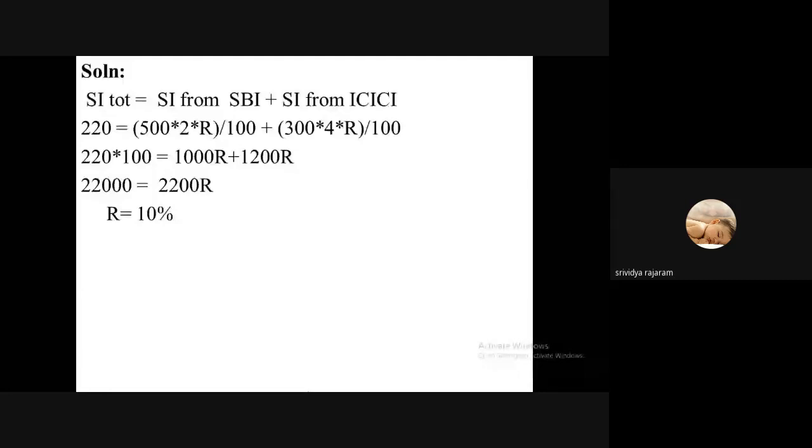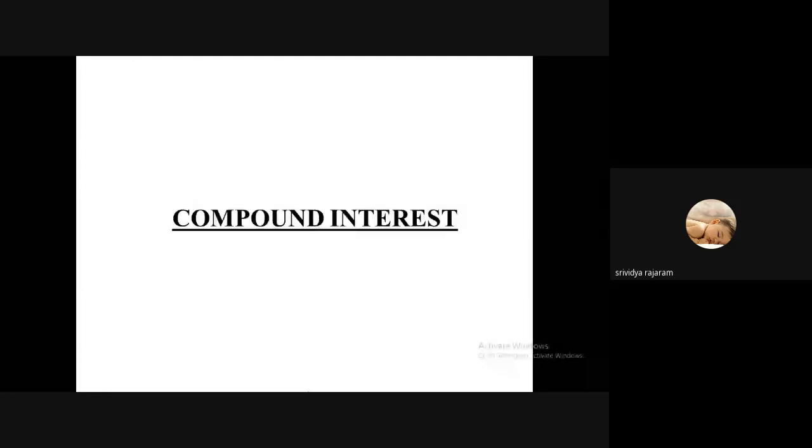Okay, let us proceed with compound interest now. As I said, compound interest is nothing but cumulative interest. That is, here the principal amount will not remain the same for each year as in the case of simple interest. So how to solve problems in compound interest? Let us see. Here also we have a couple of formulas to remember.